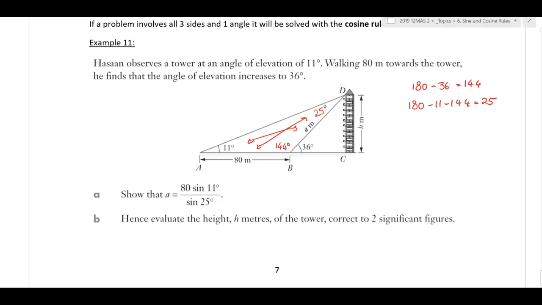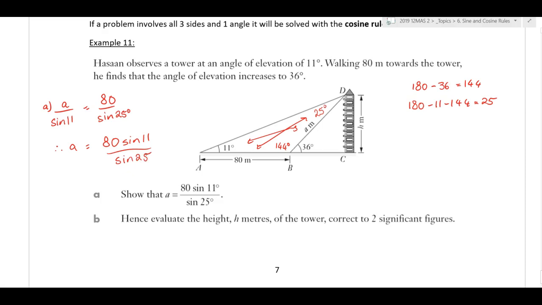So now I use the sine rule. I'm just going to do this over here, part A. A over sine 11 equals 80 over sine 25 degrees. Now, I can't start here. I do have to put those angles in there to show where those numbers came from. Therefore, A equals 80 sine 11 over sine 25, as required.